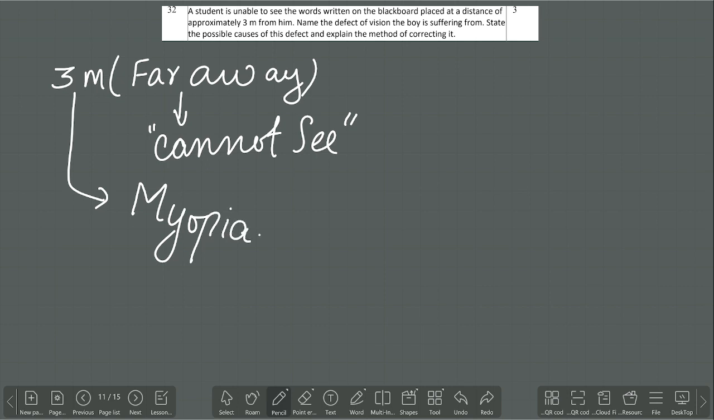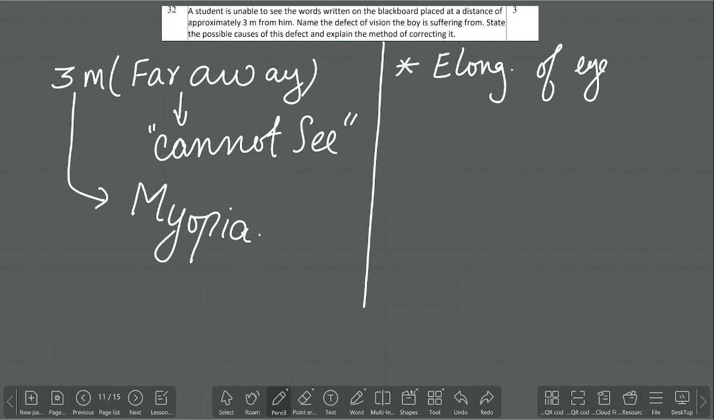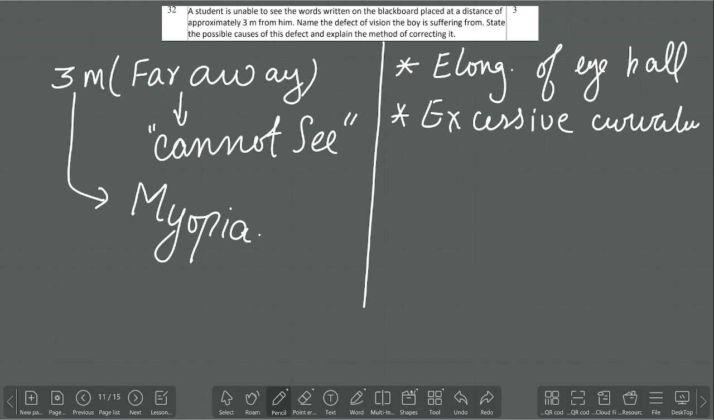So now come to the question again. Name the defect. Already we mentioned what defect he is suffering from. State the possible causes of this defect. So there are only two possible causes. One, it is elongation of the eyeball, and another cause is excessive curvature of the eye lens.